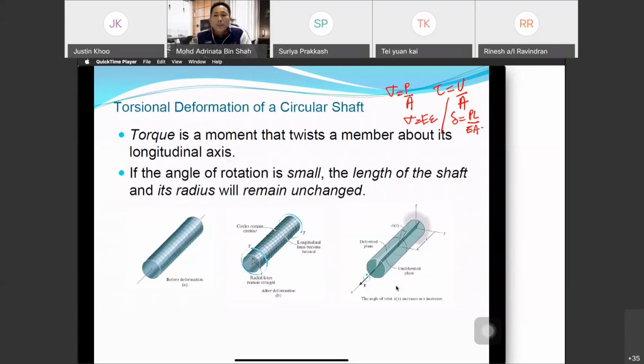All right, so this week we will discuss our torsion. Torsion is a load given to our structure. Torsional deformation of a circular shaft. Torque is a moment that twists a member about its longitudinal axis.